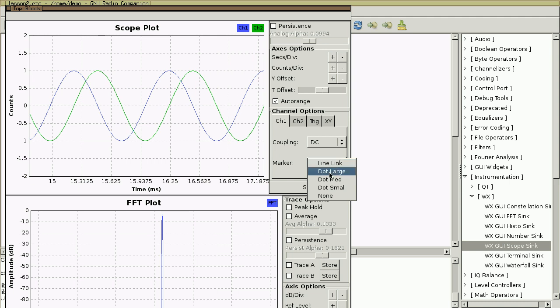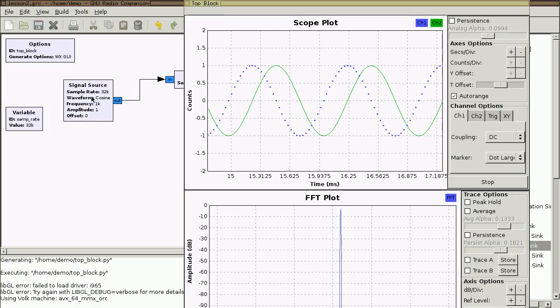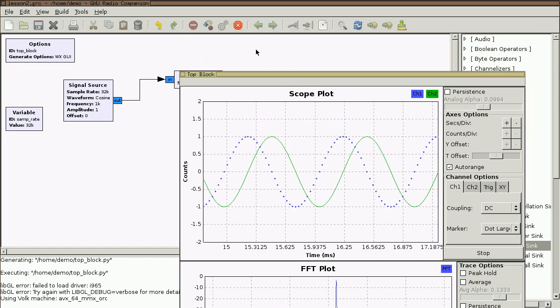So I often like to select dot large, which gives me a dot for every sample point. And now, aha, we can see the individual values that are being produced by the scope sink. And if you count from this peak to this peak, you should find that there are 32 dots, or there are 32 samples per period. Now look back at the signal source, and you can see this sample rate is set to 32,000 and the frequency is set to 1,000. That's interesting. Let's try something slightly different.